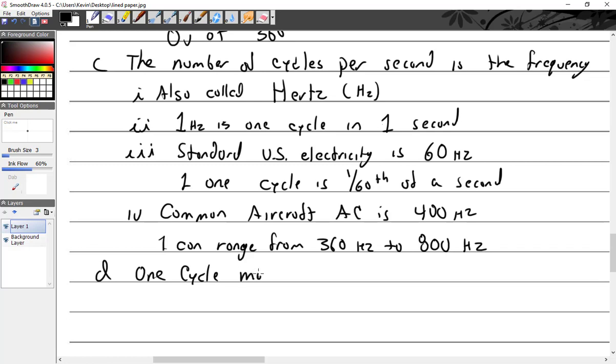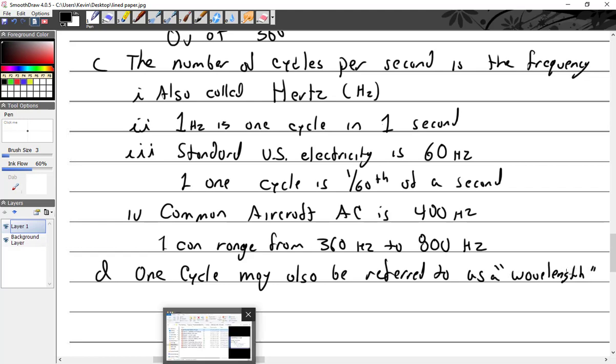One cycle may also be referred to as a wavelength, like 1 wavelength. All right, I will stop here and give you a break.